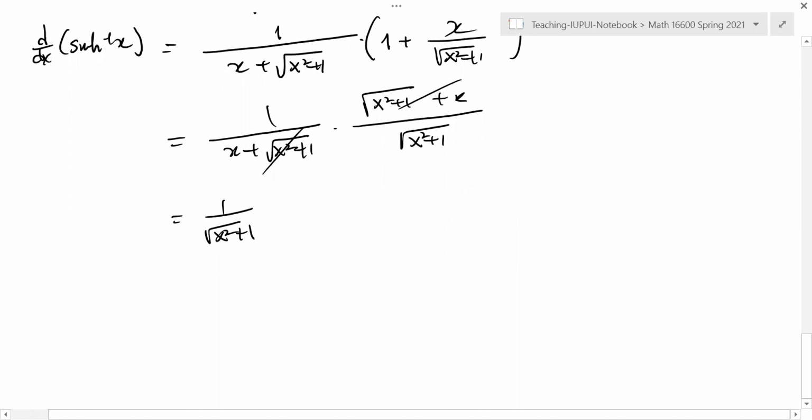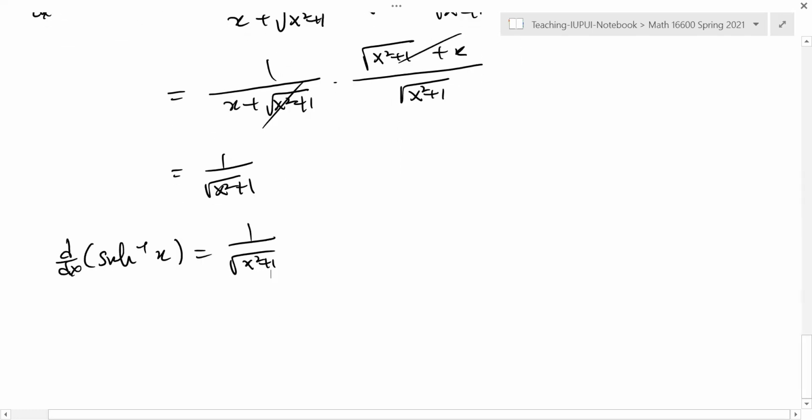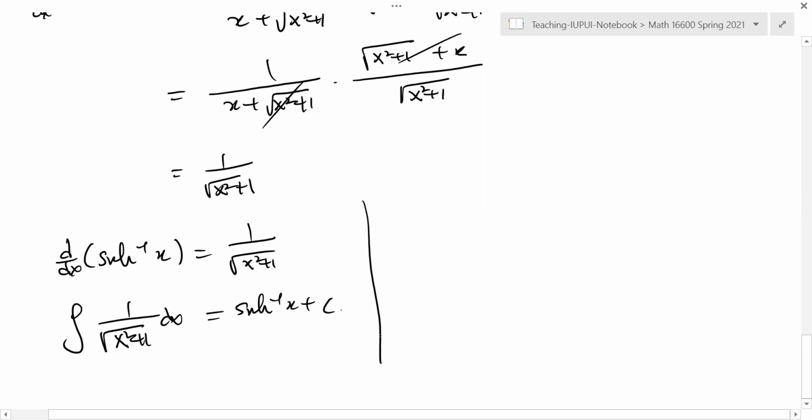So that's why we have it. Let me summarize what we discover. Or you can write it like 1 plus x. So this is the integral. Therefore, in the future, if you see 1 over the square root of x squared plus 1, the antiderivative is this function.